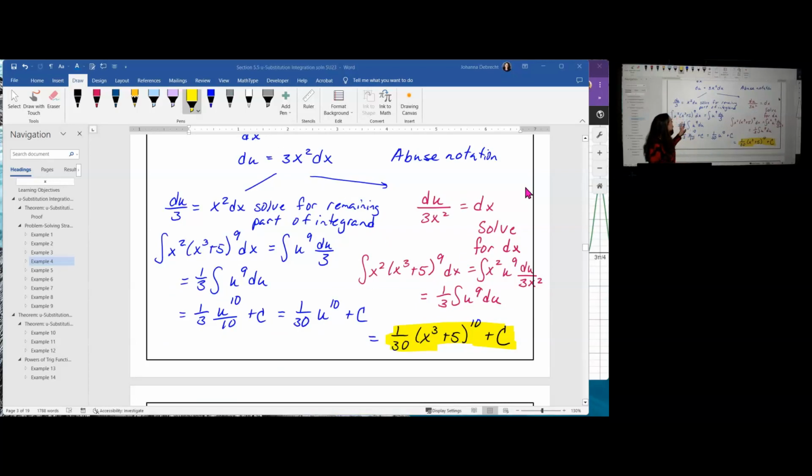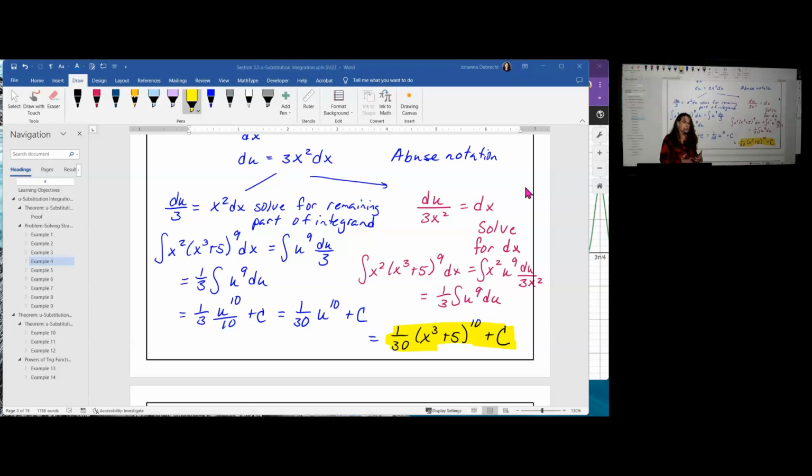If you chose to solve for the remaining factors in the integrand, the x squared dx, you're going to replace the inside function with u, giving you u to the 9th, and you will replace the x squared dx with 1/3 du. Then you integrate with respect to u, which gives you 1/30th u to the 10th plus c. Finally, because it's an indefinite integral, you back substitute to get the final answer in terms of x.